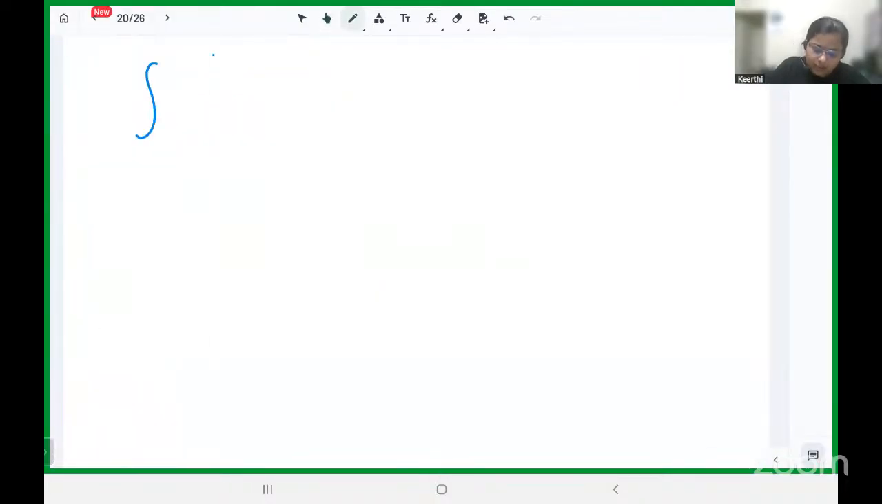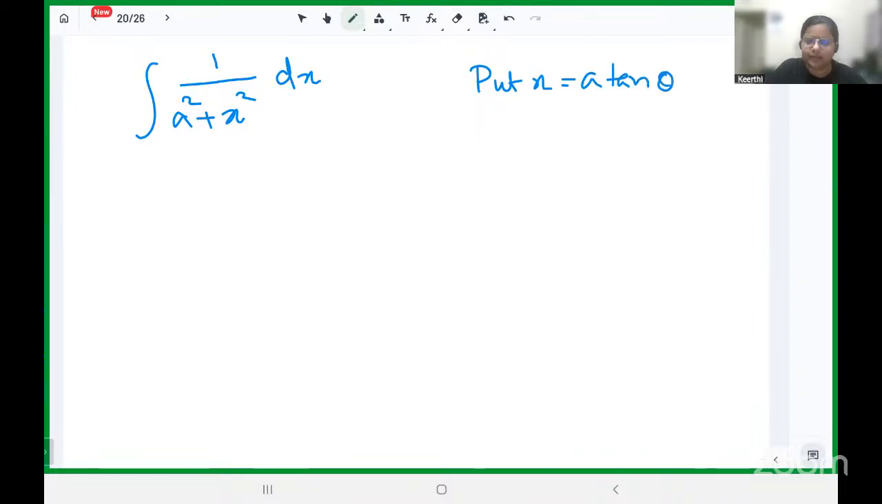Consider the integral of 1 by a square plus x square into dx. Here also I am going to make a substitution. I am going to put x is equal to a tan theta. So what will be dx? With respect to x, I am going to differentiate this. d by dx of x is equal to d by dx of a tan theta. d by dx of x is 1.